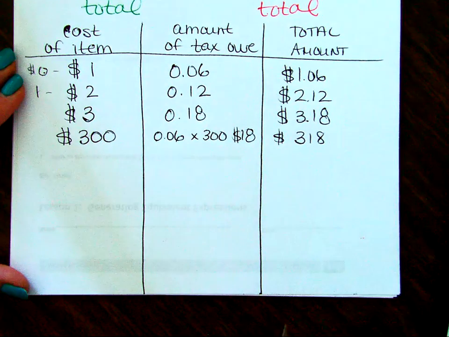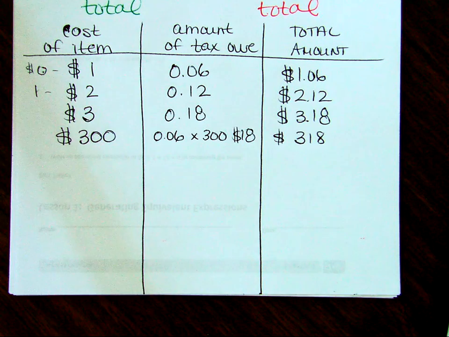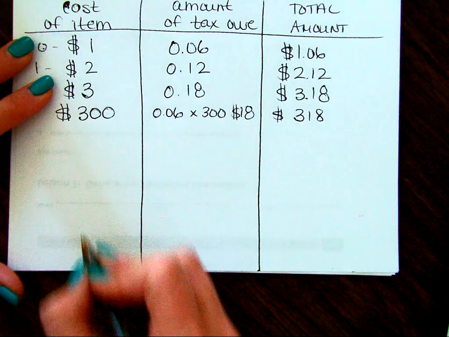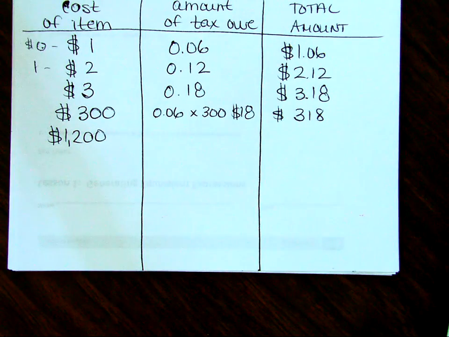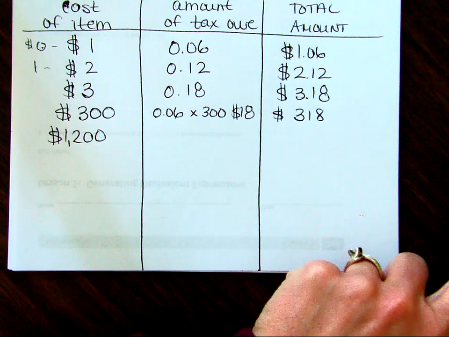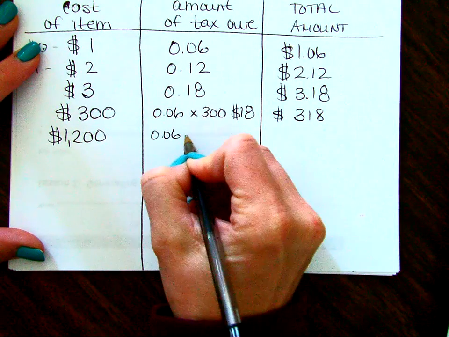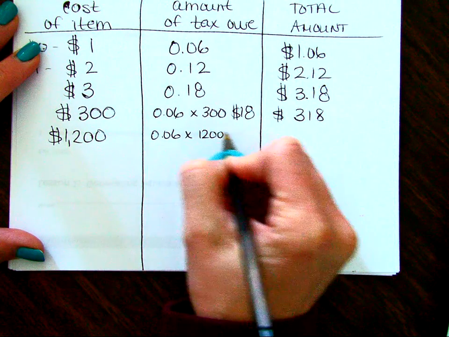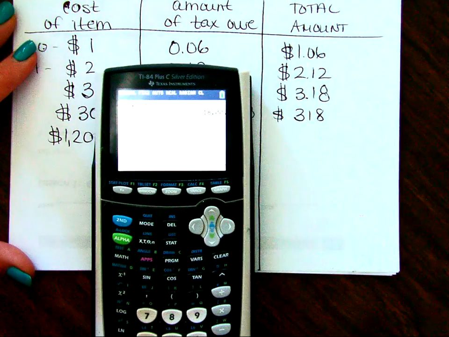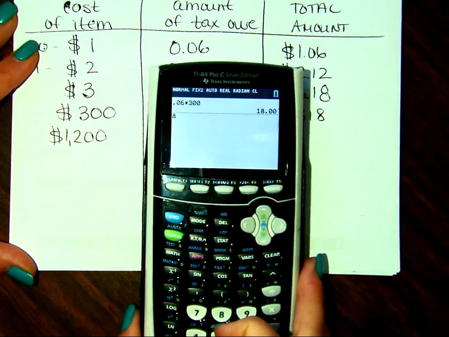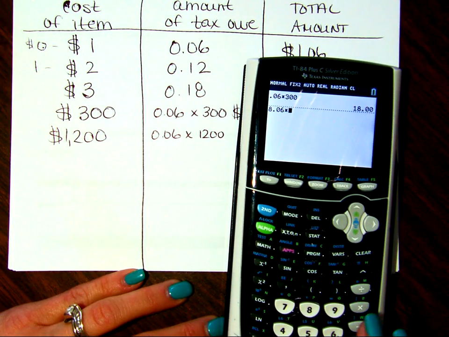$318, okay? Let's say I buy a MacBook or a computer or a laptop, and that costs $1,200 with a 6% sales tax. Don't you want to just know now what is 6% of $1,200? It's the same thing that we've been doing. So 6% of 1,200.